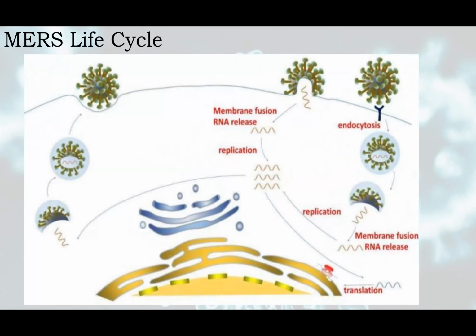MERS life cycle. First, MERS-CoV binds to the receptor DPP4 through the spike protein. It enters the host cell by membrane fusion or endocytosis. It then releases the viral RNA into the cytoplasm. The RNA genome is then replicated and viral proteins are produced. Virions are then released from the infected cells through exocytosis.